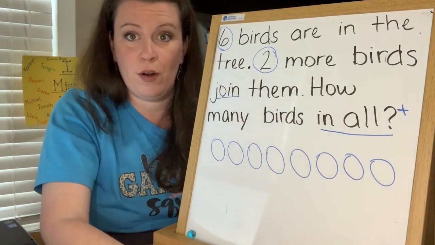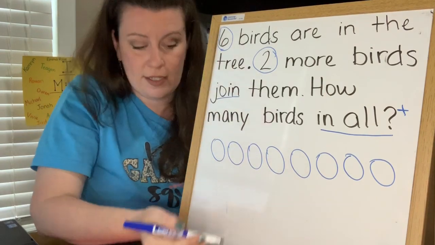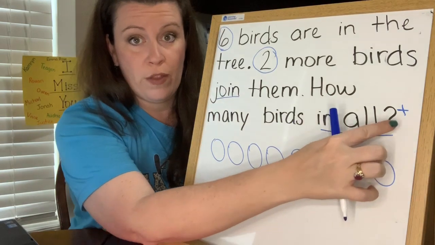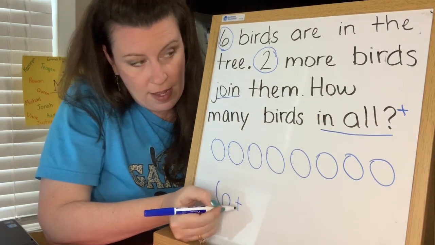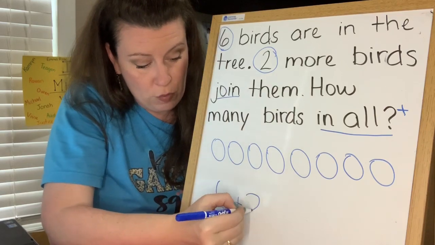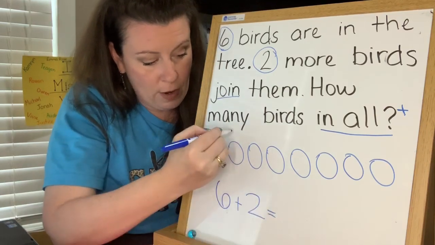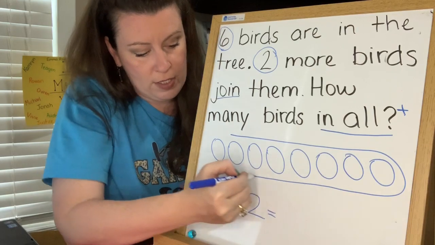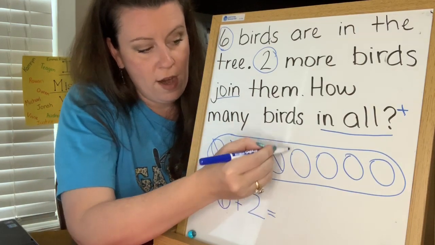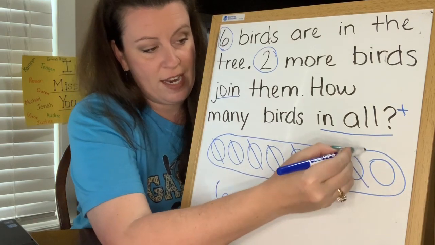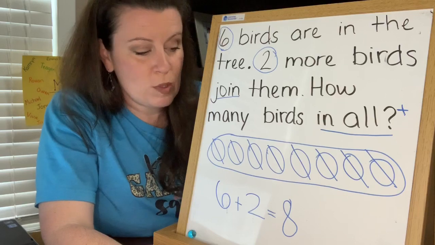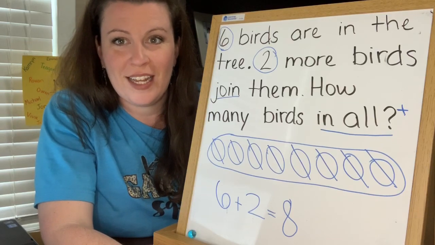Okay, so now we're going to write our number sentence. Our first number would be 6. Now we learned from in all that we're going to add. We're going to add 2. We started with 6 birds in a tree, then 2 more joined them. So now we want to know how many birds in all. 1, 2, 3, 4, 5, 6, 7, 8. 6 plus 2 equals 8. There are 8 birds in all.